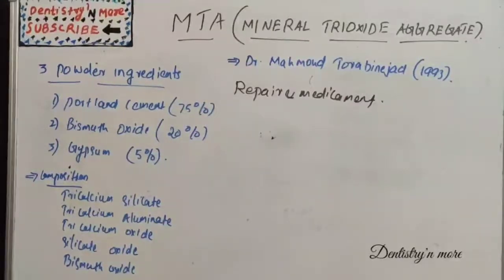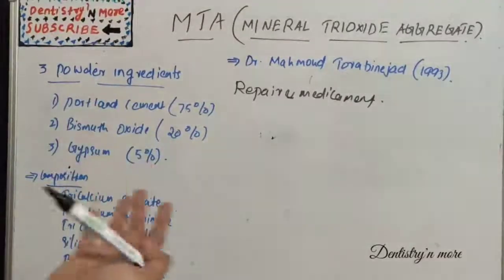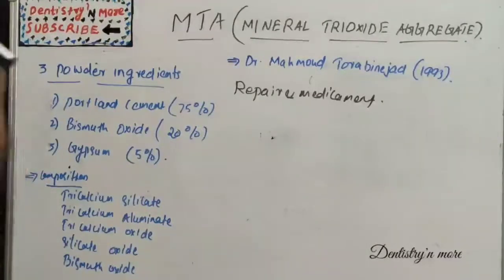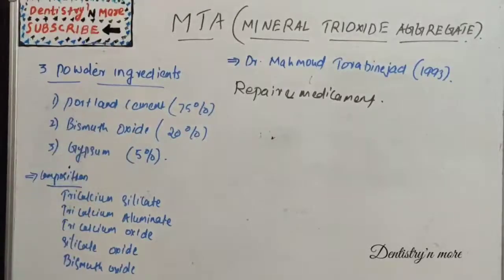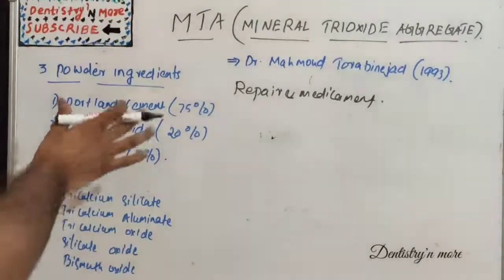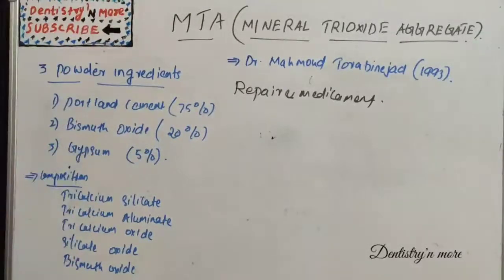So its composition is almost like Portland cement, but the additional thing is mainly the bismuth oxide to improve the radio opacity. The particle sizes are smaller and uniform in size, whereas the particle size of Portland cement varies in size, but our MTA is smaller and regular in size.